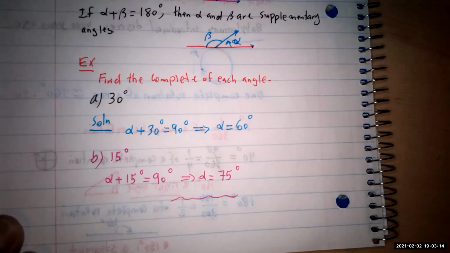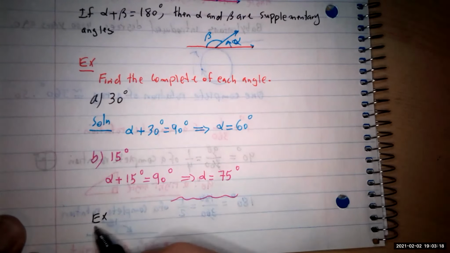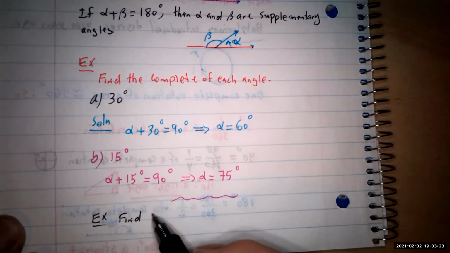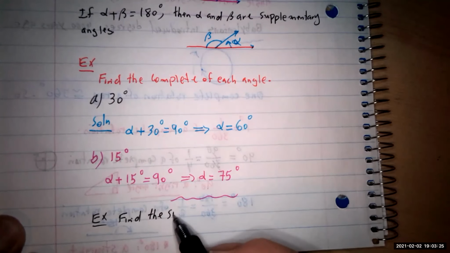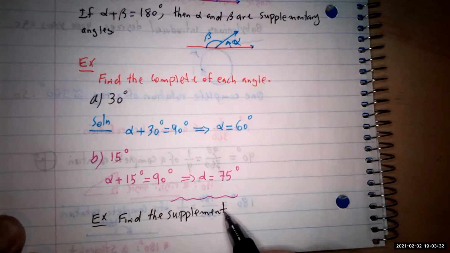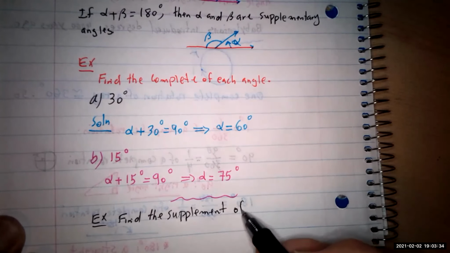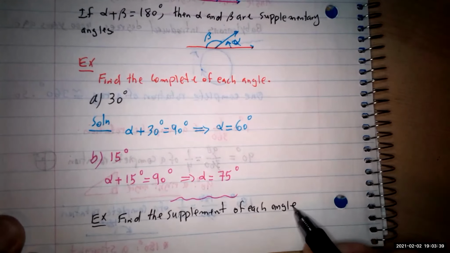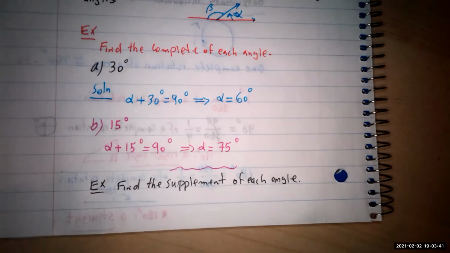Give me one for the supplement. So for example, you may be asked find the supplement of each angle. Okay, the supplement, just remember, the total must be 180 degrees in this case.